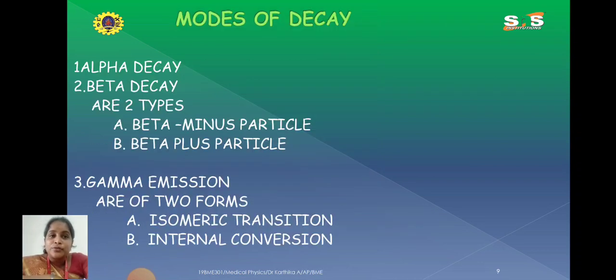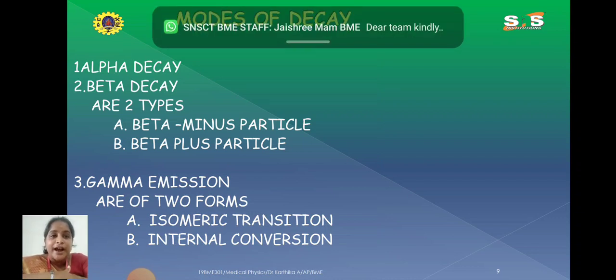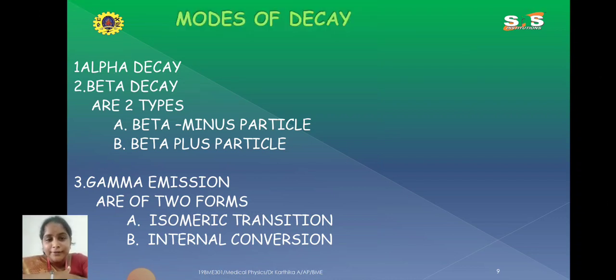Okay, and the modes of decay: we have alpha, beta and gamma. For beta we have two types, beta minus particle and beta plus particle. In gamma we have two forms: one is isomeric transition and another one is internal conversion.